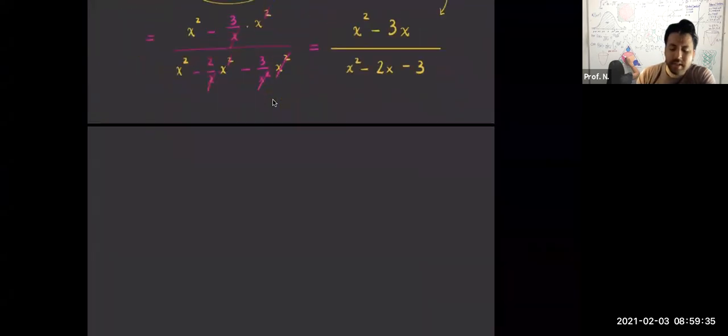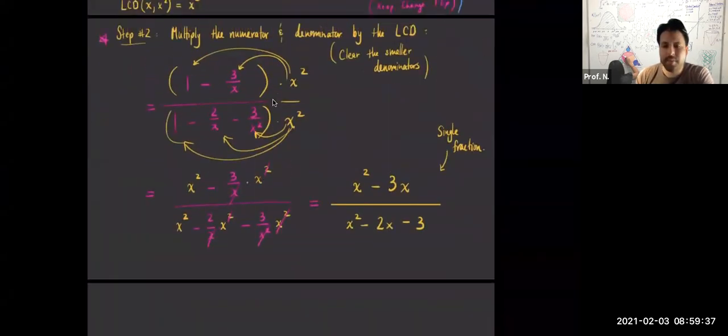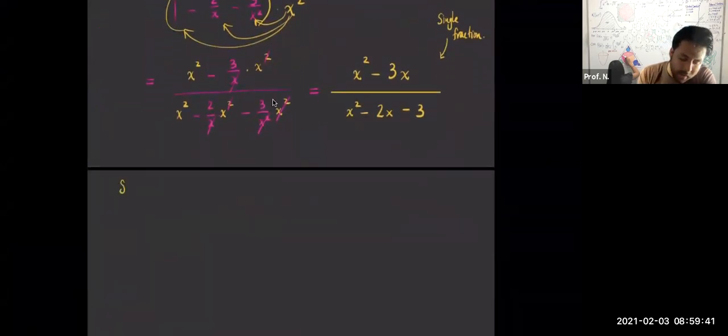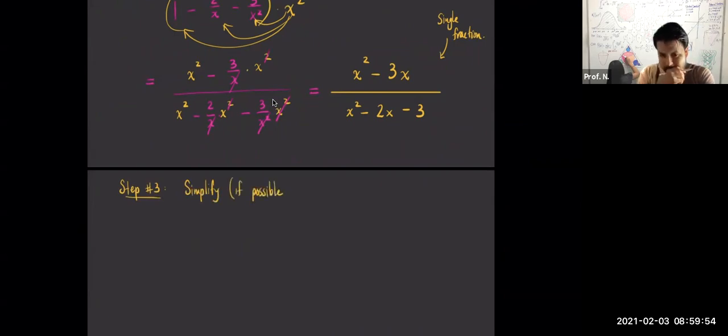However, we always want to see if it's possible to simplify further. So once I have my single fraction, step number 3 is to simplify, if possible. And when we want to simplify, we want to see if we can factor. You see how these skills build upon one another?